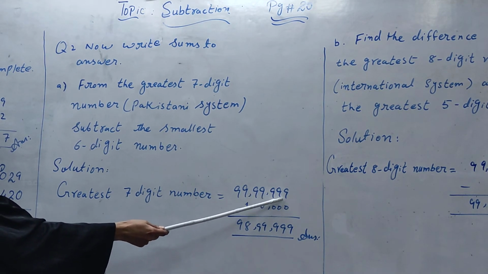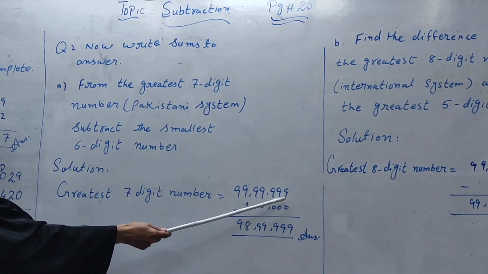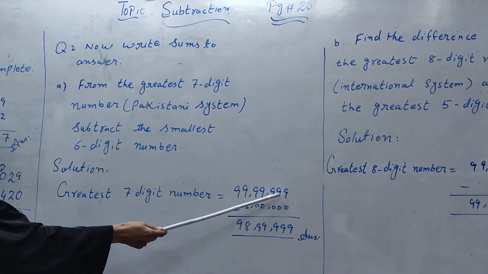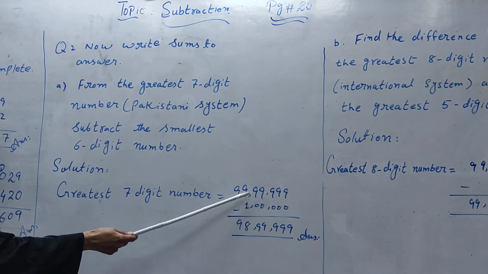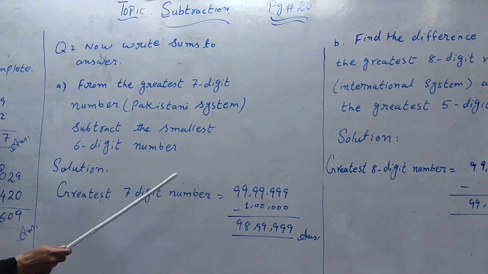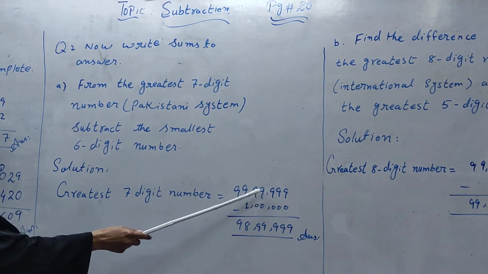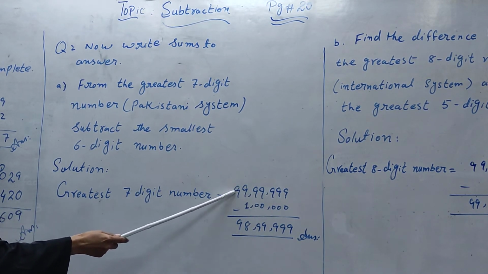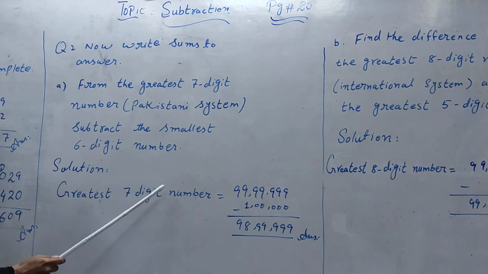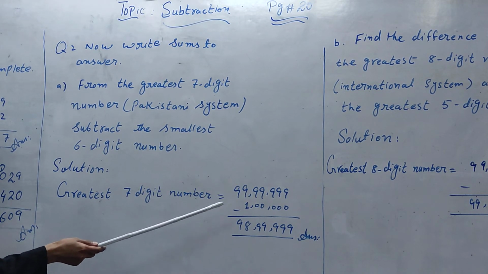And you know that in the Pakistani system we place the comma after hundreds, that is 1, 10, 100, then after thousands, 10,000. So put commas after hundreds and after ten thousands and write 1, 2, 3, 4, 5, 6, 7 nines. It has become the greatest 7-digit number.